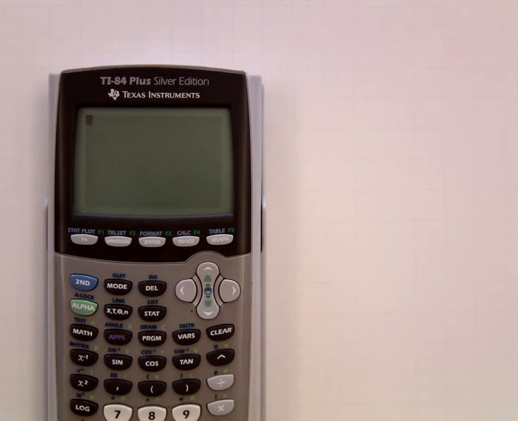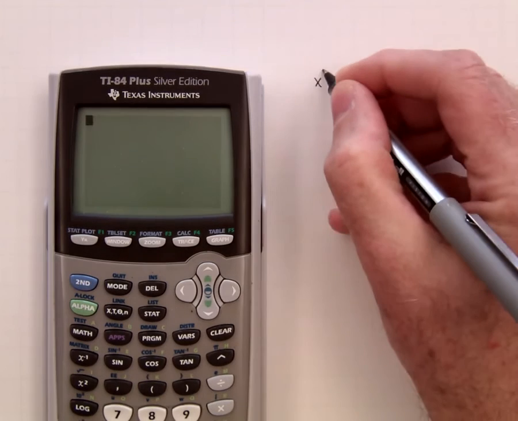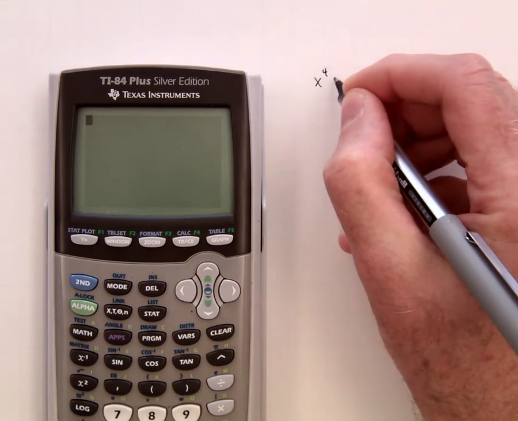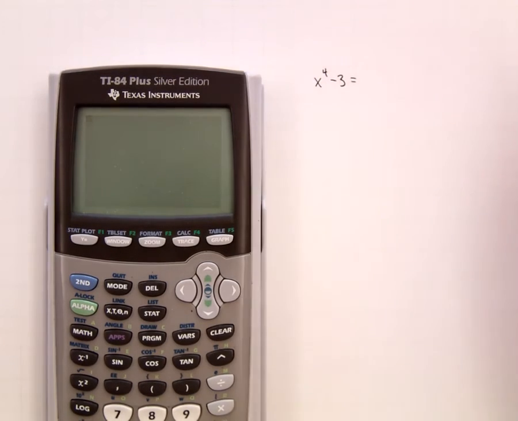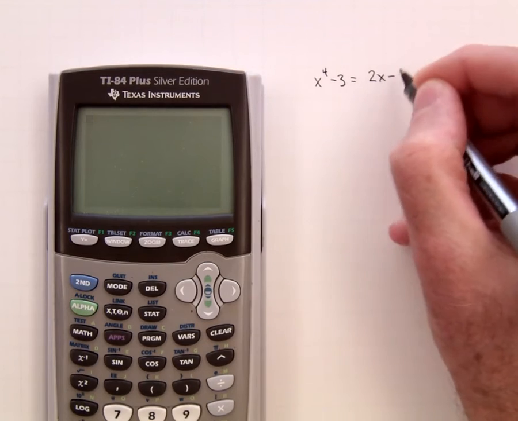In this brief video, we'll take a look at how to use the graphing calculator to graphically zoom and solve equations that might be difficult, if not impossible, to solve by hand. And the example we're going to work with is this one, x to the fourth minus 3 equal to 2x minus 1.